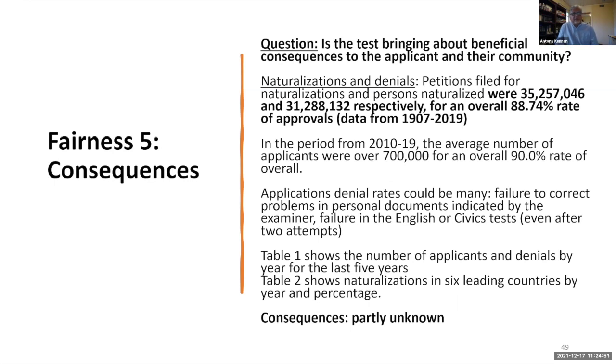So in terms of consequences, the petitions filed for naturalization and petitions approved were 35 million for the last 112 years. And that's an 88.74% rate of approval. So you'd say that the rate of approval is quite high. Yes, it is high. But if you're losing 80,000 people every year, that is not very high. So you wouldn't want 80,000 people to be denied citizenship because of their failure in either documentation or their failure in English or civics. So I'd say the consequences are typically not known very well.